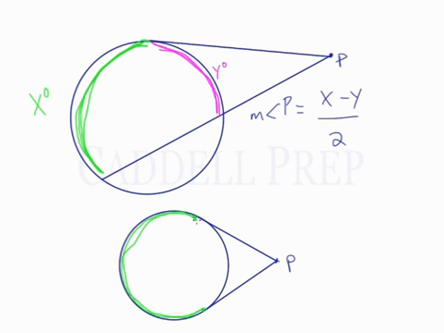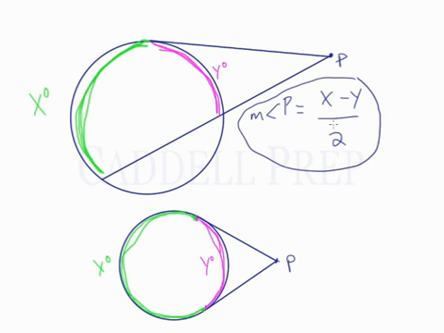And the smaller arc picks up at the tangent point and goes to the other tangent point. So this is y degrees, this is x degrees, and we still have the same formula. The measure of angle P equals x minus y divided by 2.